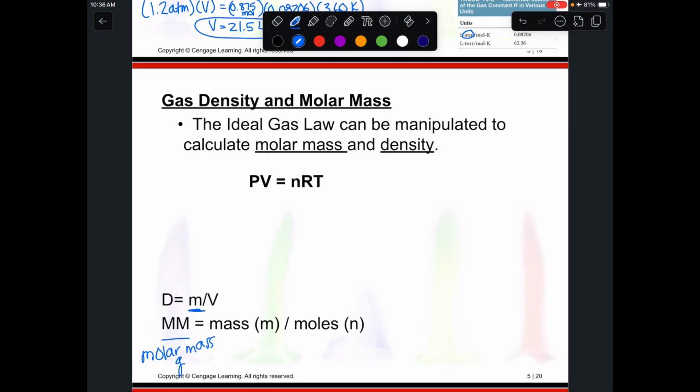And just to remind you, molar mass is in the unit of grams per mole, grams per 1 mole, and that is equal to mass divided by moles. So we're going to go ahead and manipulate this equation. I'm going to show you how to derive this. So I'm going to replace my n with this. Molar mass is mass over moles.